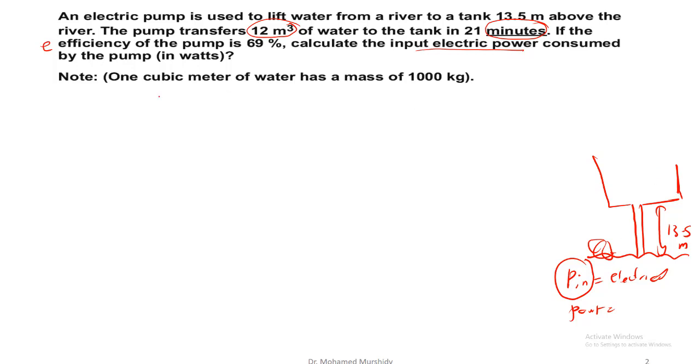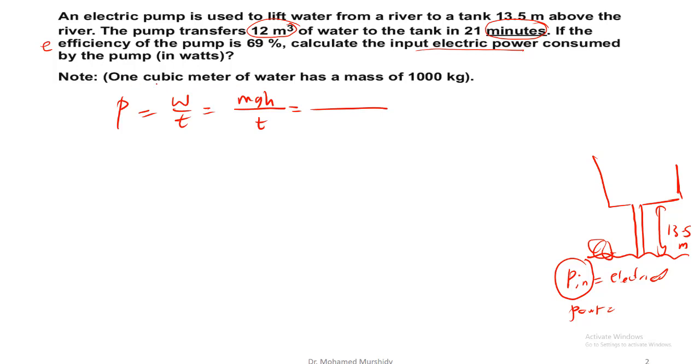To solve this problem, I would first find P out, the power output of this pump. So P equals W over t, and the work done by the pump now is just mgh. So it's mgh divided by the time. Do we have the mass? No, we have the volume. But remember, he gave us some hint here.